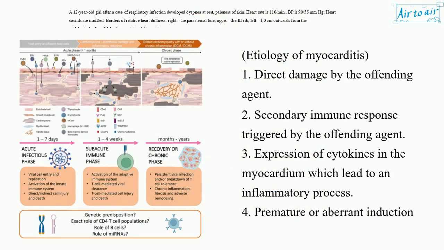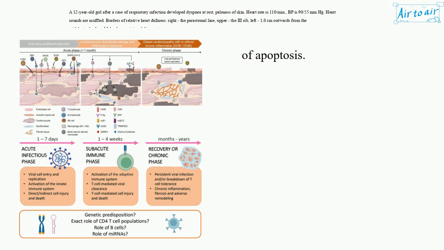Etiology of myocarditis: 1. Direct damage by the offending agent. 2. Secondary immune response, triggered by the offending agent. 3. Expression of cytokines in the myocardium which lead to an inflammatory process. 4. Premature or aberrant induction of apoptosis.